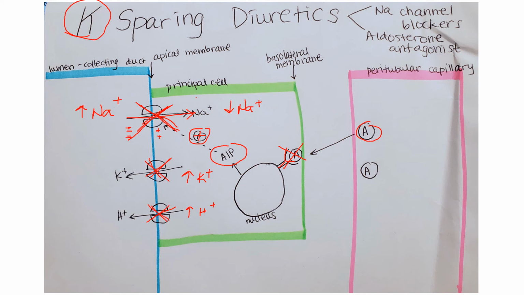So what is the net effect? The net effect is we increase the sodium in the filtrate, so we increase sodium excretion, and with that we also increase the water excretion, because remember, wherever sodium goes, water follows, because they just love each other. And unlike our previous diuretics, the loop diuretics and the thiazide diuretics, this diuresis happens without the loss of potassium and without the loss of protons.